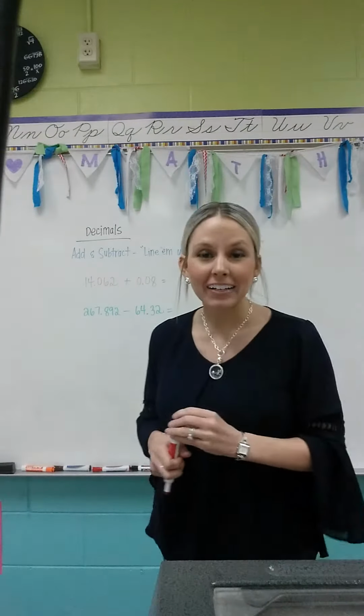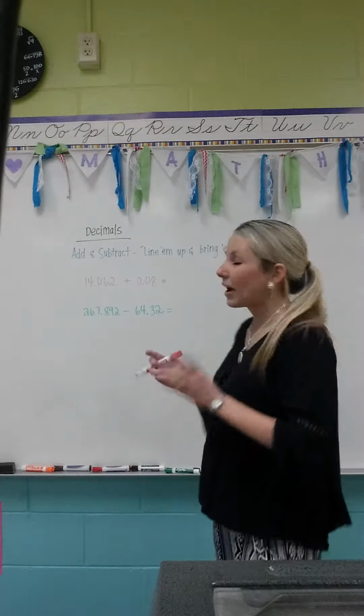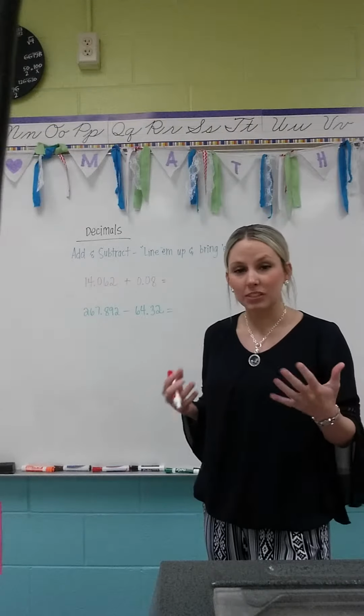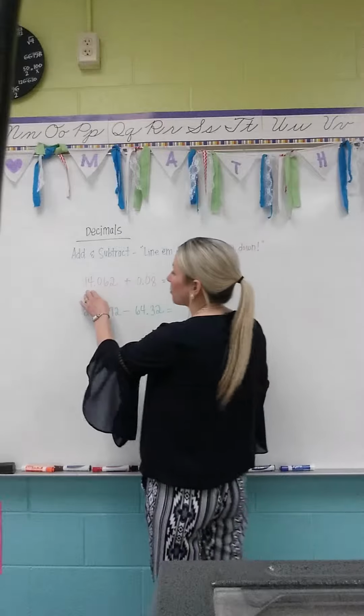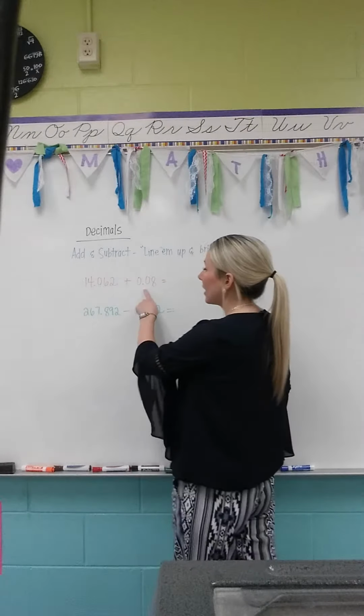Hey, we are adding and subtracting decimals. If you add and subtract decimals, they have the same rules. It's pretty cool. You line them up and you bring them straight down. So if you look here, I have 14 and 62 thousandths plus 8 hundredths.